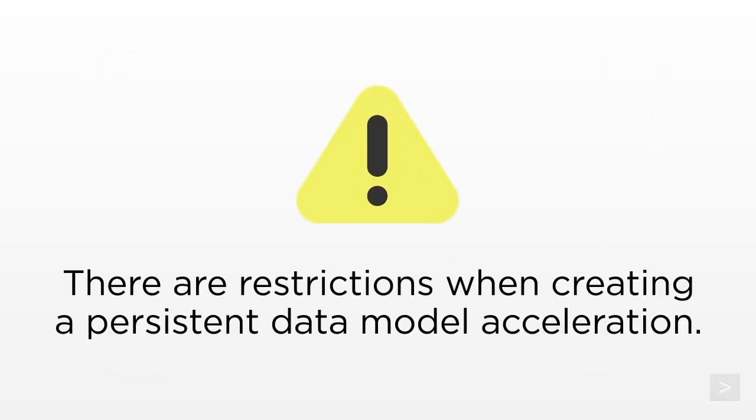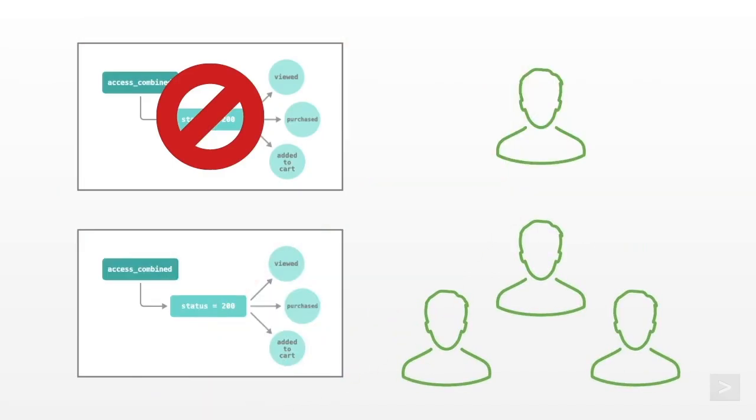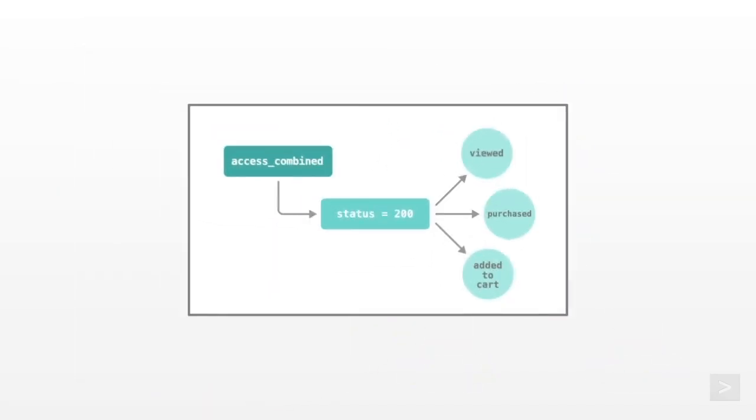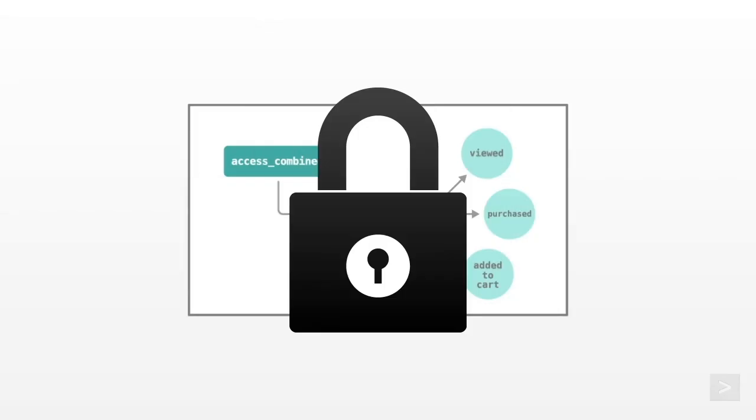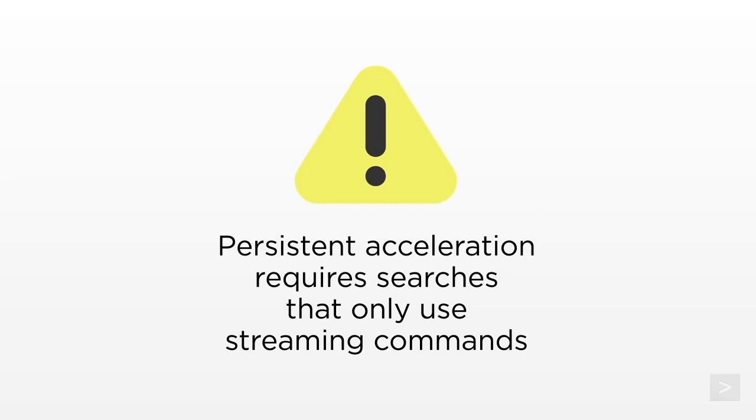There are some restrictions when creating a persistent data model acceleration. A user with the Accelerate Data Model privilege or an admin role is required. Private data models cannot be accelerated. Once a data model has been accelerated, it cannot be edited. While all data model datasets can benefit from ad hoc acceleration, only event dataset hierarchies and search dataset hierarchies based on root search datasets that only include streaming commands can be persistently accelerated.